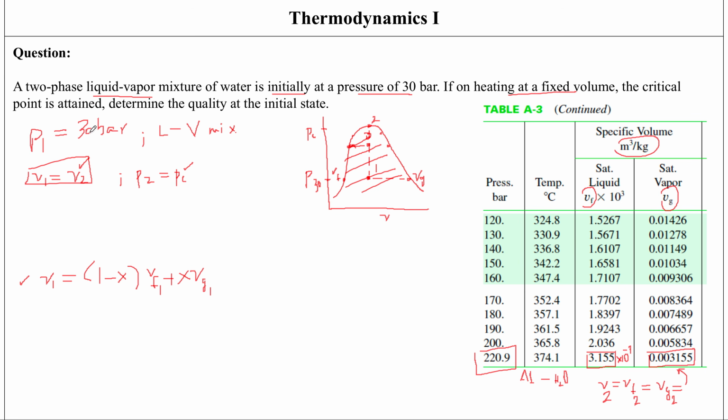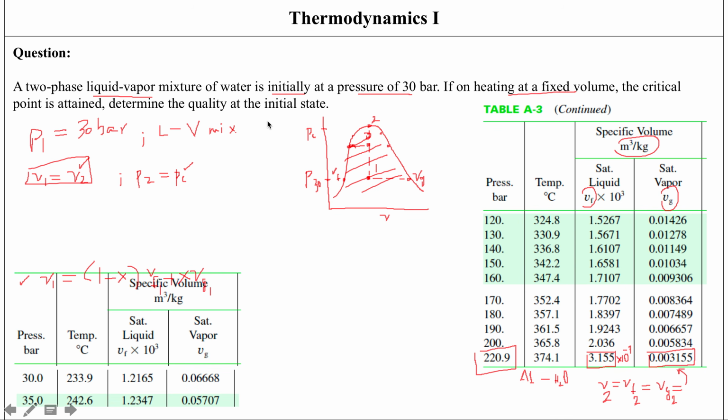So what I need to do is go to, in the same table, 30 bars. Let's say I go to 30 bars here now. And across 30 bars, what I will see is the value for Vf, which is this one, and the value for Vg, which is this one. And what I need to spot is whether the value that we found out here, 0.003155, is between these two, or if it's greater than this value, Vg, or less than this one.